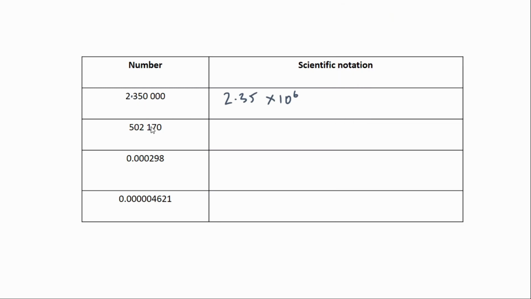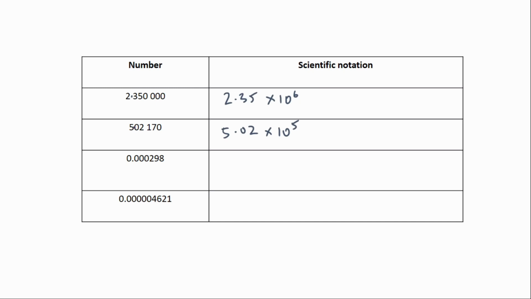We have 502,170. I'm going to start by putting a decimal point just right behind the 5 there. And once again, I'm just going to write down the first three numbers, 5.02. Now I'm going to count the number of numbers behind the decimal point. There's a total of 1, 2, 3, 4, 5 this time. So I can rewrite this number as 5.02 times 10 to the power of 5. Alright, so that's a really big number.